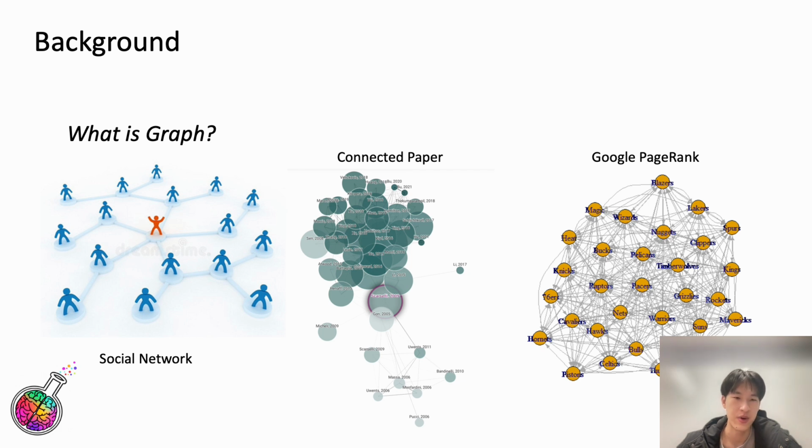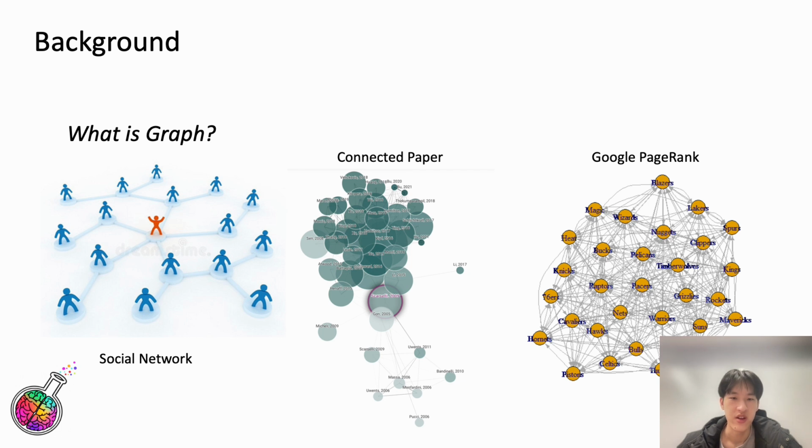The next example is a website called Connected Papers. It connects papers by their citations. So let's say in my paper I cite two papers. So my paper will be connected with those two papers.